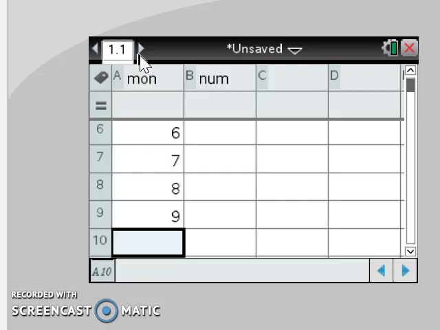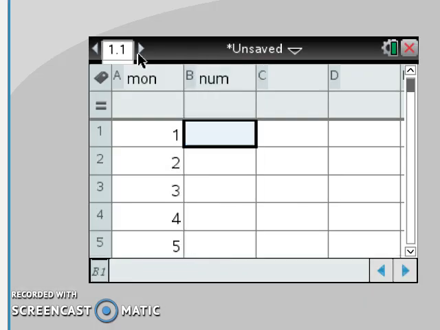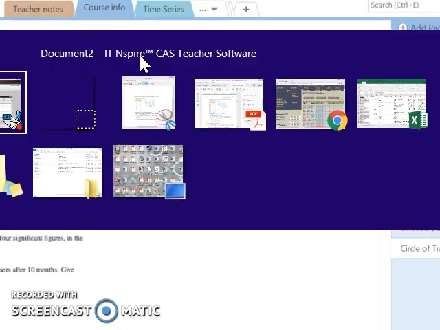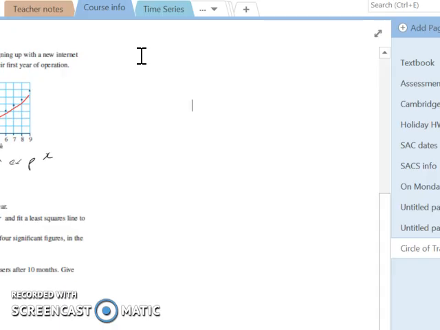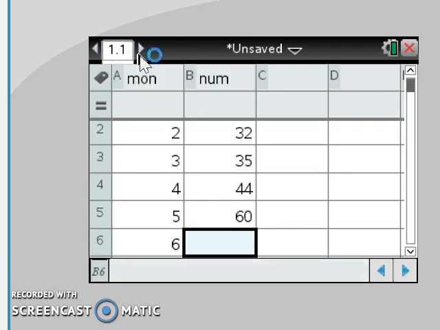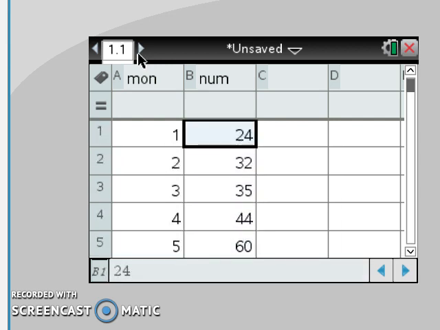And then the other thing was 24, 32, 35, 44, 60, 61, 78, 92, and 118.